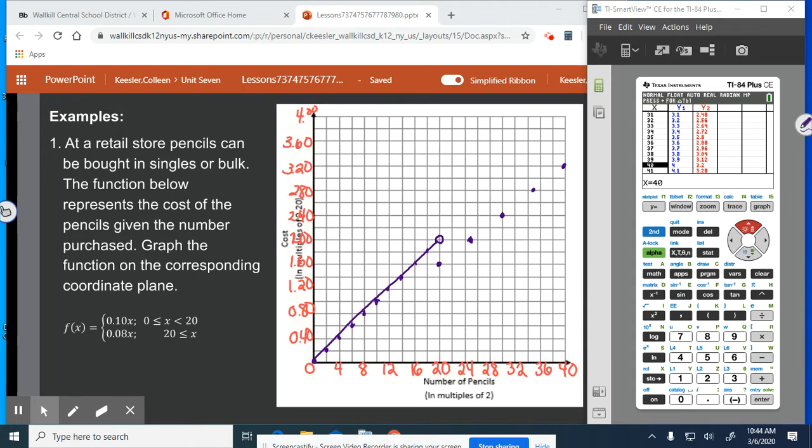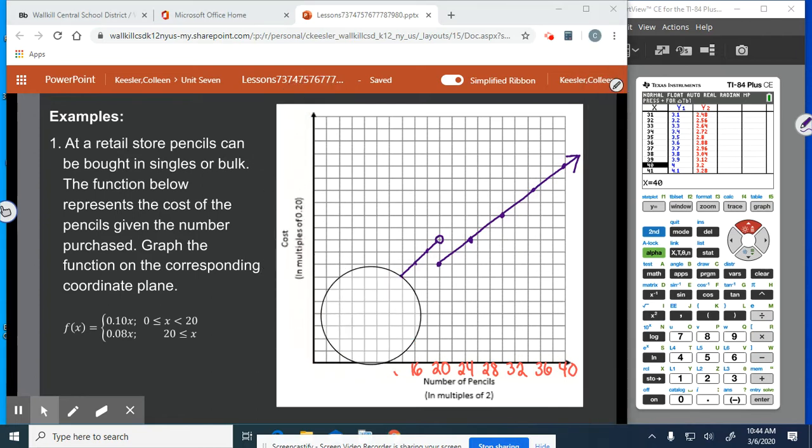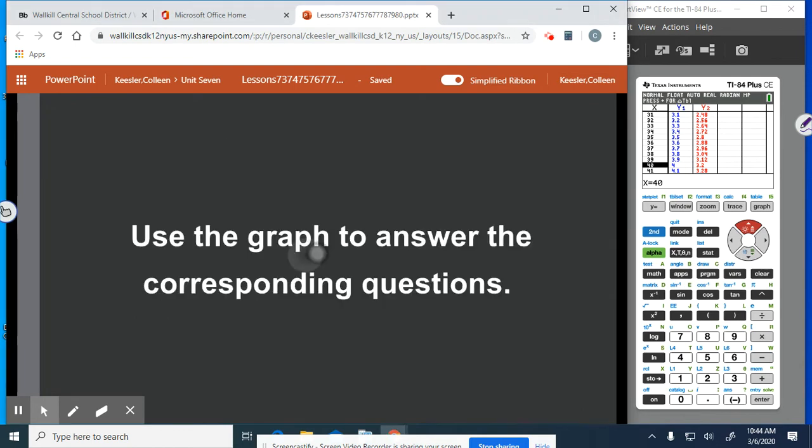And that's as far as my graph's going to let me go, although we know it would go further, so I'm going to put an arrow on the end. So that's my piecewise function that represents the cost of the pencils at this store depending on how many pencils we buy, giving us a discount or a little break if we buy more than 20. So you're going to use this graph to answer the following questions.